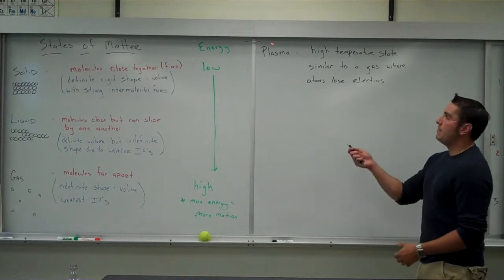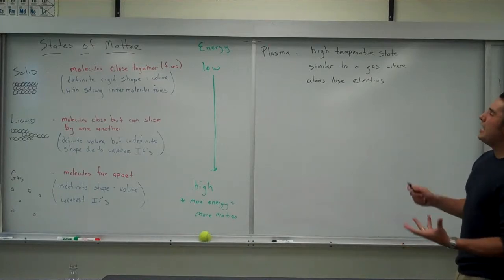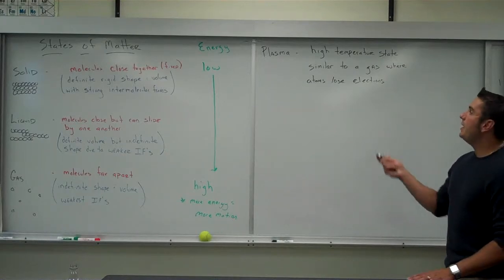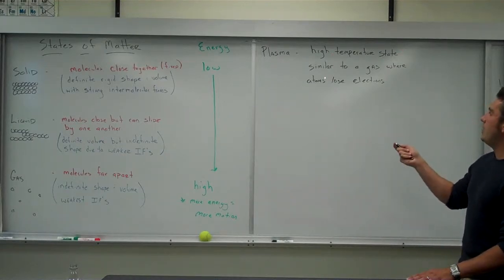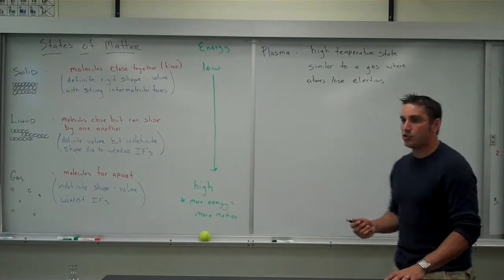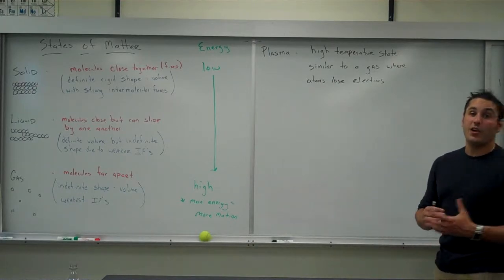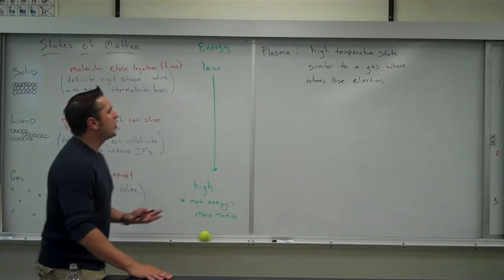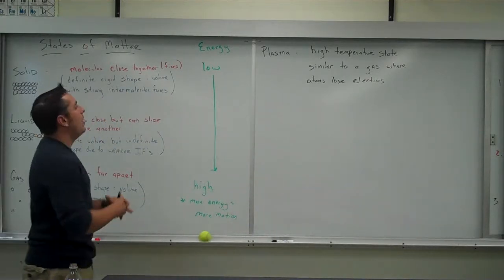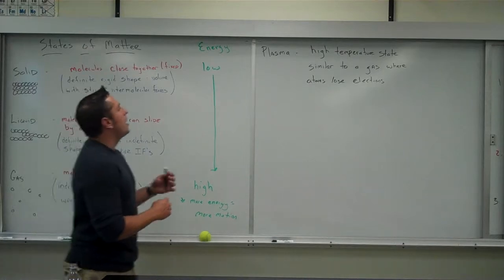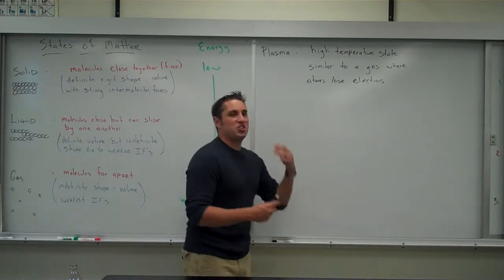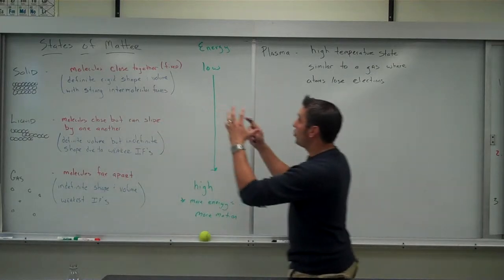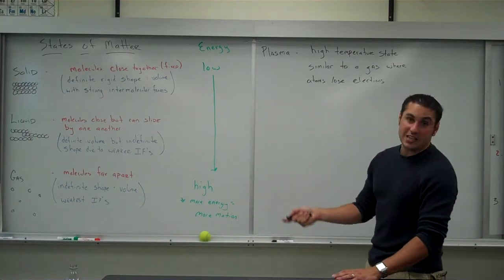There is a fourth state of matter called a plasma. We don't tend to focus on it that much, so I'll touch on it right here very quickly. A plasma is a high temperature state similar to a gas where atoms lose electrons, and it only exists at very extreme temperatures. Or we can create that sort of scenario, like in an incandescent light bulb. But we tend to think of them as just very, very hot gases. We'll get into much greater detail with solids, liquids, and gases.